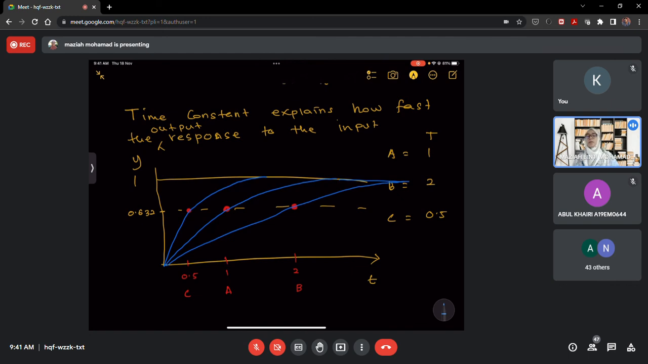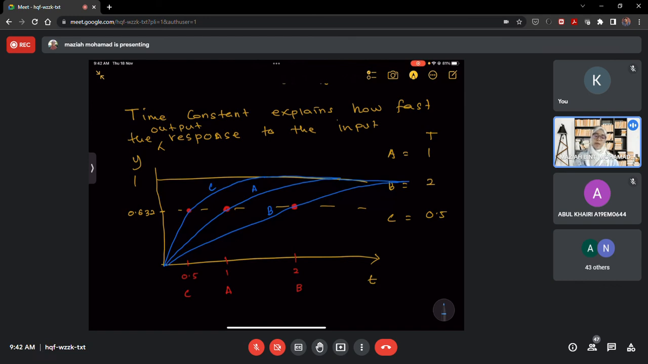Right, if we reach 1, the final value will be 1. But we can see that if you compare system A, B, and C, so this is B, this is A, this is C, system C will respond faster compared to system A and B. And A is faster than B. B is the slowest one. This is only by comparing the time constant.